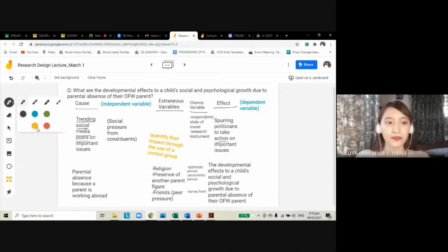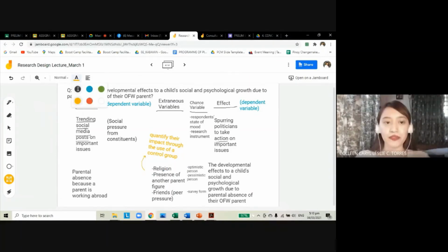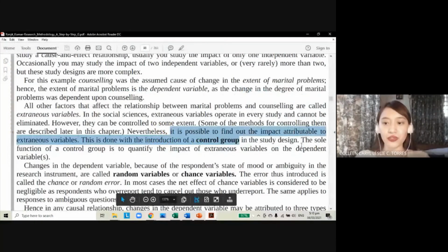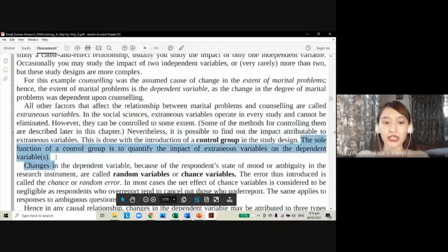Now, okay, so to quantify the impact of religion, presence of another parent figure or friends, to quantify that, we use a control group. So in the study, perhaps what will happen is that, let's see here, no? Supposing, diri man gud sa example sa book, the sole function of a control group is to quantify the impact of extraneous variables on the dependent variables.